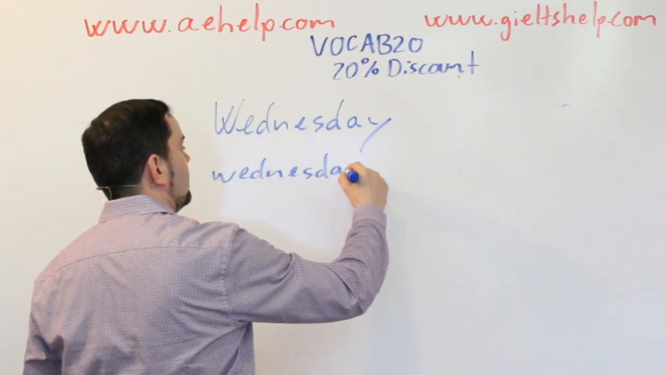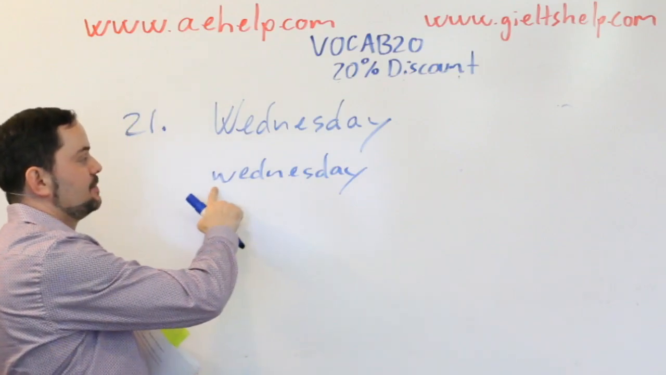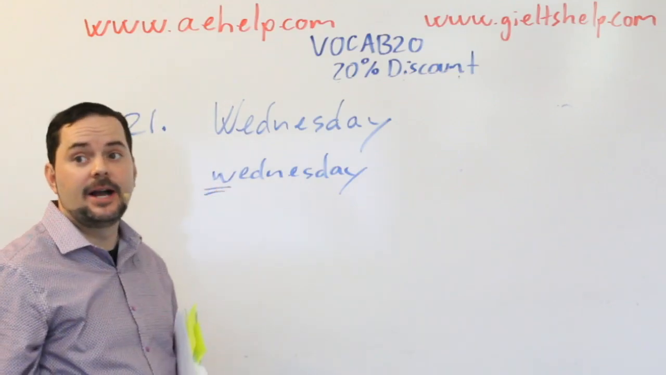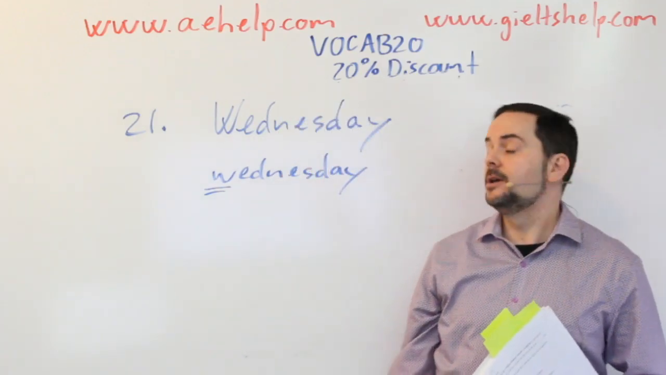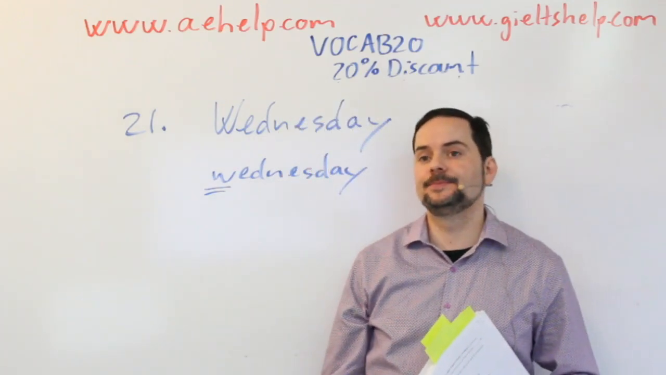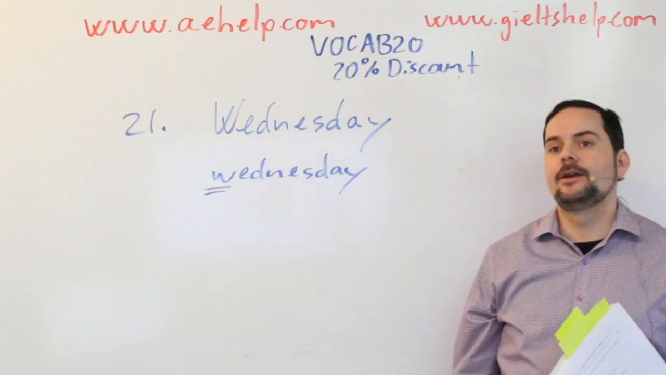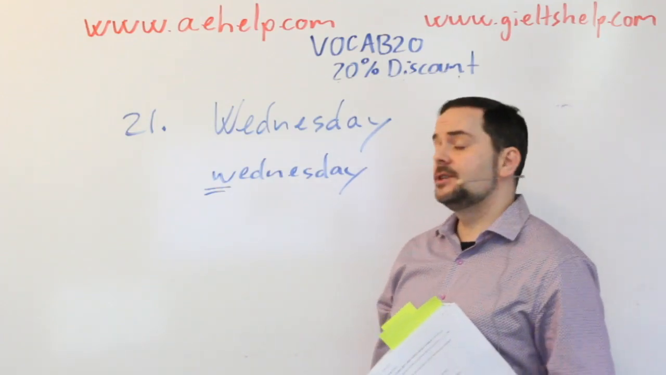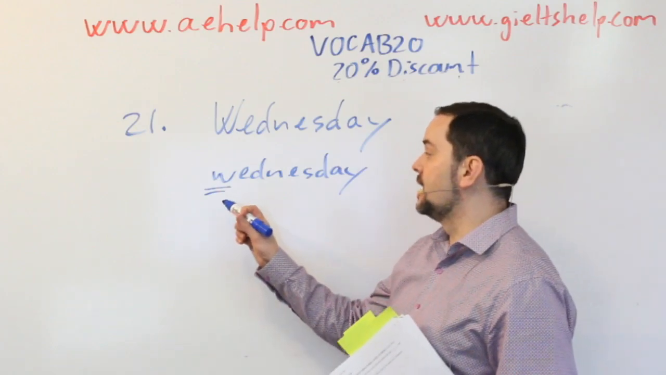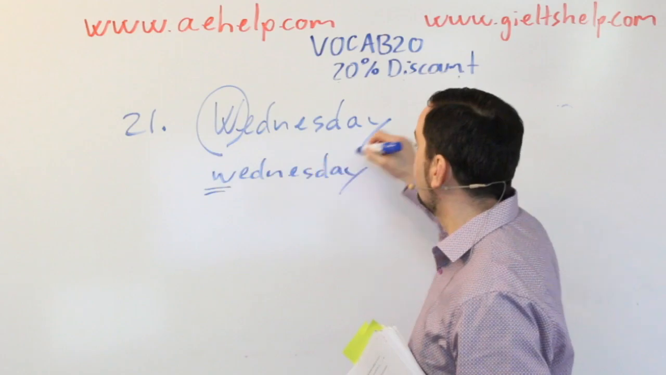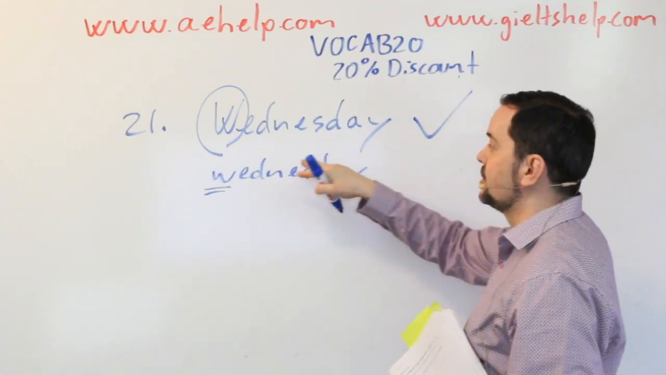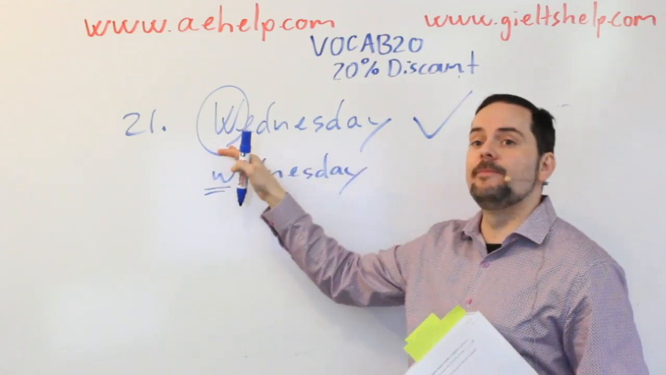is this correct with a small w? I saw a couple of you giving that as the answer. So you gave Wednesday, but you gave it with a small w. Yeah, it's wrong, guys. Days of the week in English are proper nouns, so they have to be a capital letter, okay? So the correct answer is Wednesday, spelt with a big W.